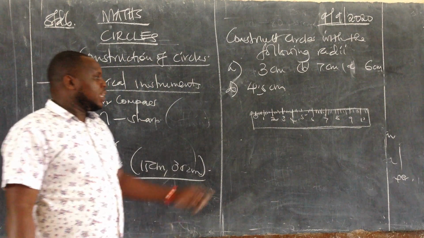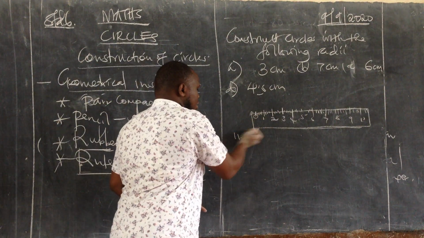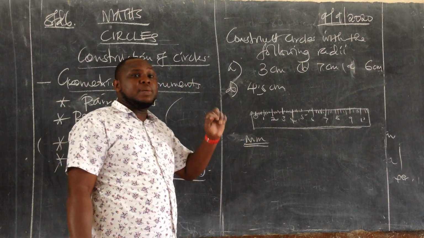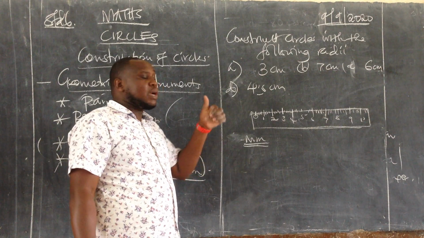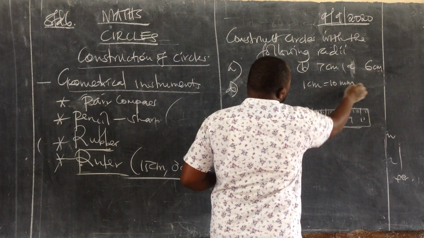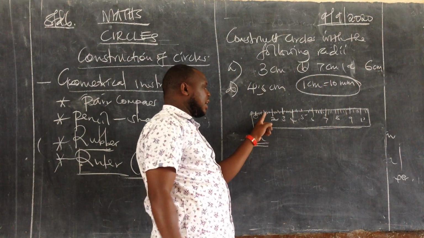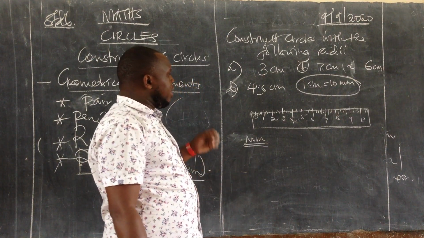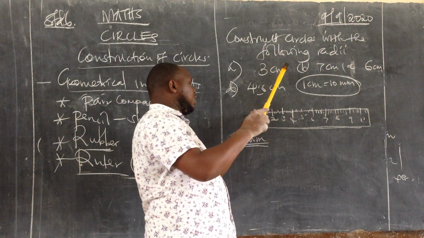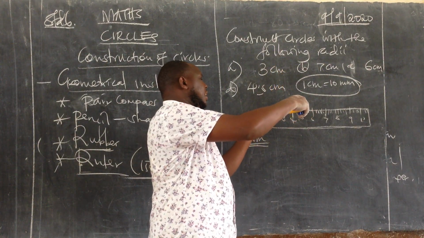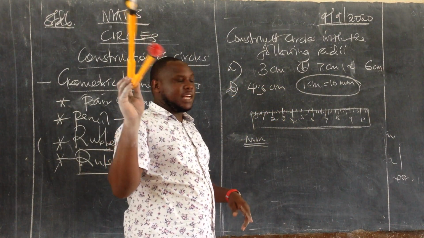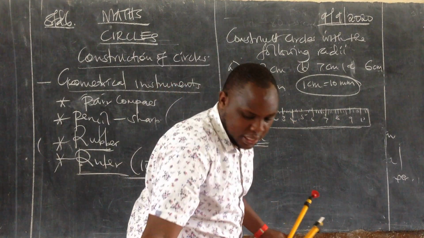So what are you supposed to do? The small markings are called millimeters. So 10 millimeters make 1 centimeter. So 1 centimeter is simply 10 millimeters. 10 small markings make the bigger marking. So if you want to measure 3 centimeters, you start where we have 0 and then you point at the 3 down here, where you have the line. Ensure that the line is 3. From there, you carry that. That becomes your radius. You carry it and start constructing.